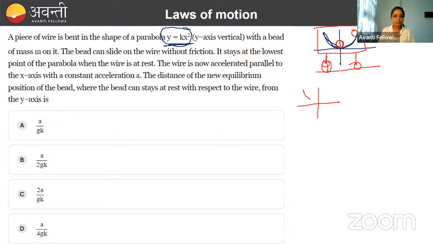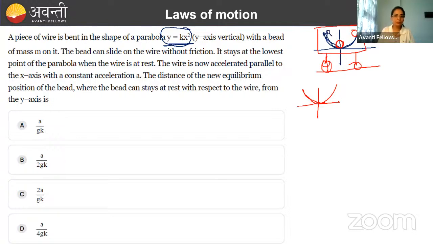Bead initially was at equilibrium at which position? At the center position, right? Now what will happen to the bead if it is accelerated with acceleration A? Definitely it will move, since this bead is now kept on a wire which is accelerating.